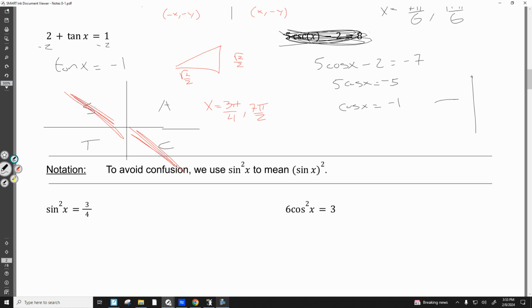When is the adjacent side negative 1? When we're going to the left all the way to our unit circle, that angle is pi. There's only one angle here.